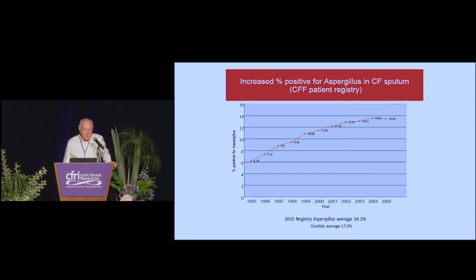And what you see here is a trend that was noticed starting in the mid-90s, going up to the mid-aughts, of about a doubling in the reported prevalence of Aspergillus in CF. In 2005, it had more than doubled from about 6% to 13% of patients. And in the most recent registry report that I've seen from 2015, it was about 14%. So it seems to have plateaued a bit in registry reporting. The other very common mold is Candida, which I mentioned before is a yeast, unlike Aspergillus, the filamentous fungus, and that has a bit higher incidence in the US registry of 17%.